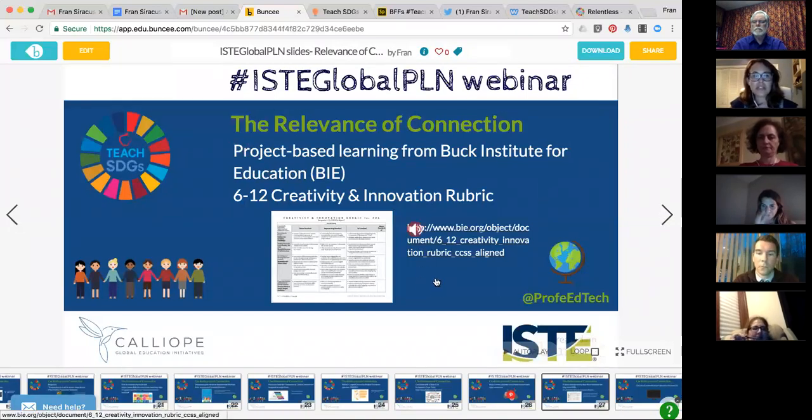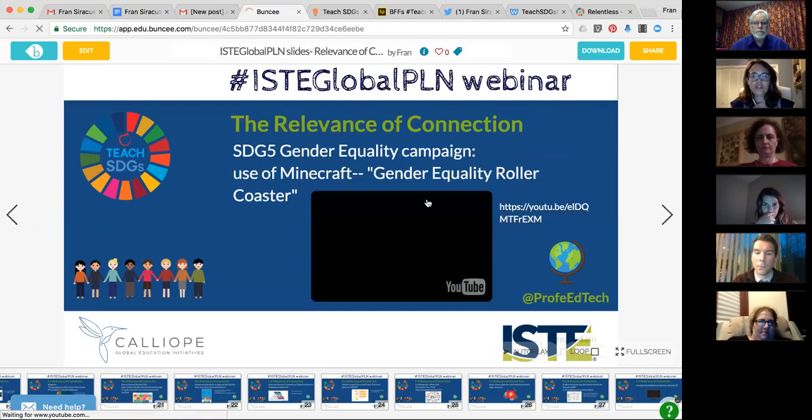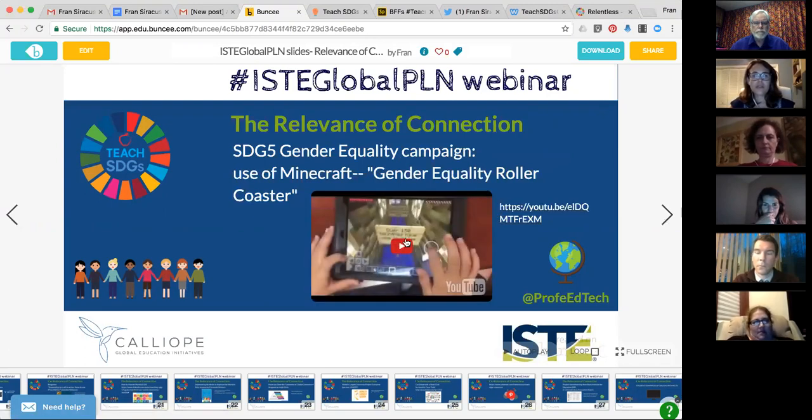Lee had asked me last night, how do you grade a project like this? Here is a creativity and innovation rubric from the Buck Institute for Education, and they have other resources, but this is the one that I used with those technology middle school students. And then the student examples of digital artifacts, you've already seen a little bit, and you can go back and look at this later.